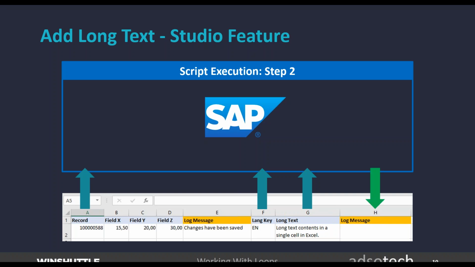And then in return, you also get a log message, hopefully saying something like this, that the long text has been saved. This is different from how you've been using Winshuttle in the past, if you have been using it for a while, because it's done as a separate SAP connection. First run the script, then as a separate remote function call, Winshuttle Studio will upload the long text to SAP.